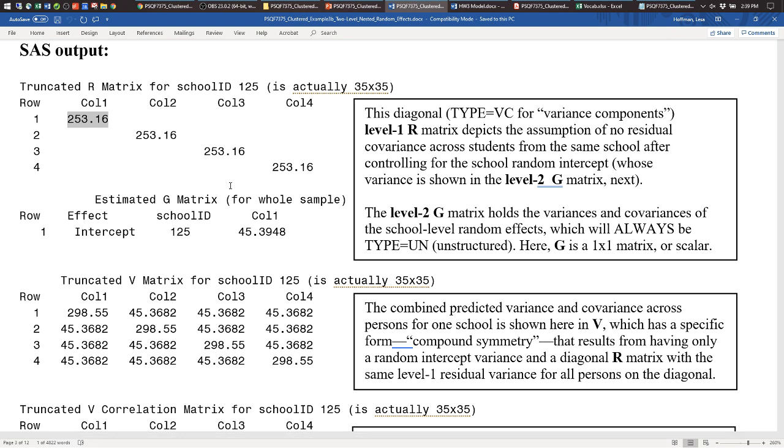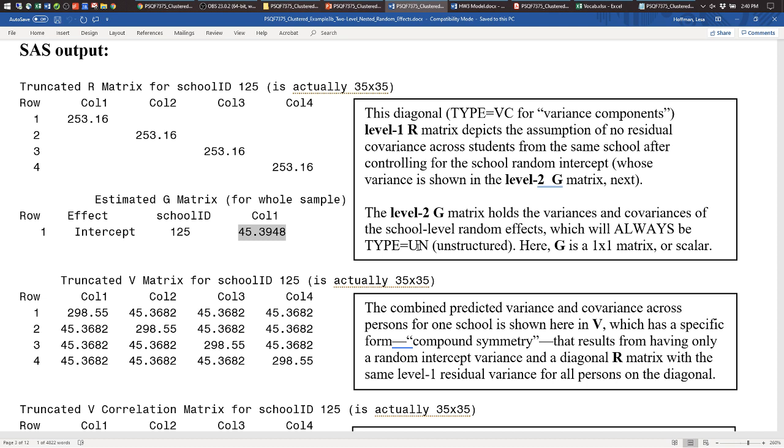So everybody gets the same variance, and there is no covariance whatsoever across people. Because the model is saying after we control for group mean differences, people are unrelated. Level 1 is the same type of assumptions you make in typical regression: normality, constant variance, and independence of the residuals. So this is level 1, R. Level 2, G, is not really a matrix. It's 1 by 1. It's a scalar. That's because we only have one random effect, the random intercept, whose variance is right here.